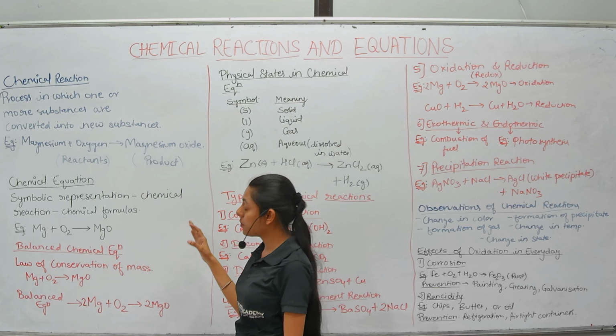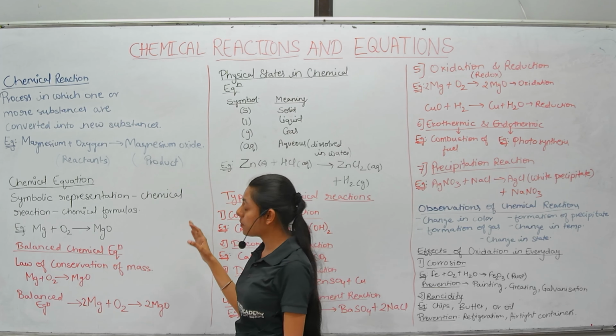Then the effects of oxidation in everyday life. Oxidation was addition of oxygen or removal of hydrogen. Here first is corrosion. In corrosion, metals react with factors of the environment like air, moisture or water. An example is iron plus oxygen plus water will give iron oxide, that is rust. So one example of corrosion is rusting.